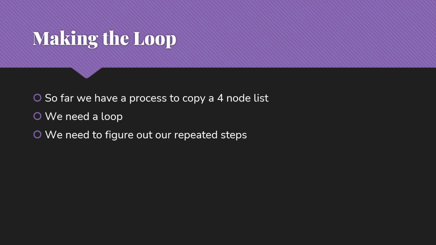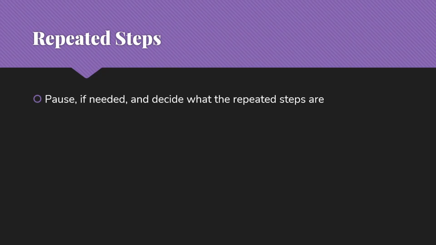We need to figure out the repeated steps. What are we doing over and over again? What goes in the loop? And then we need to figure out how to make the loop stop when we're finished copying the list. So for the repeated steps, I'd like for you to think back, pause if you need to, and decide what the repeated steps should be. And you might want to think about what order they should be done in as well.